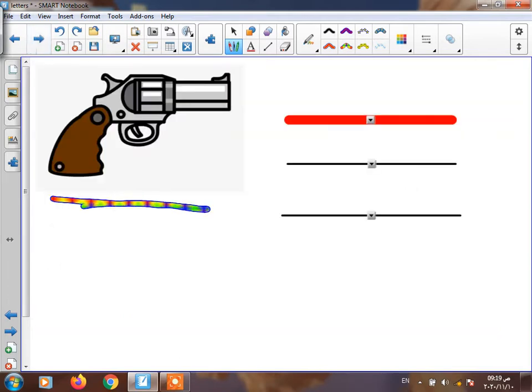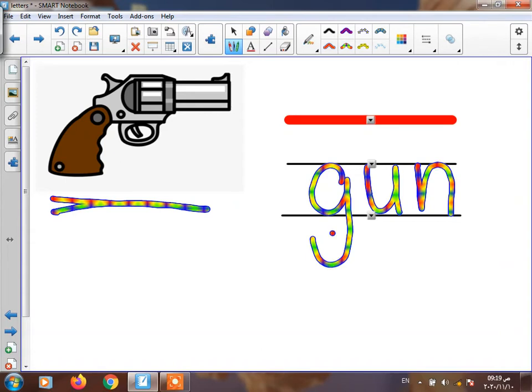Here KG2, what is it? It's a gun. How can I write the word gun? G. A. N. G-U-N. Gun.